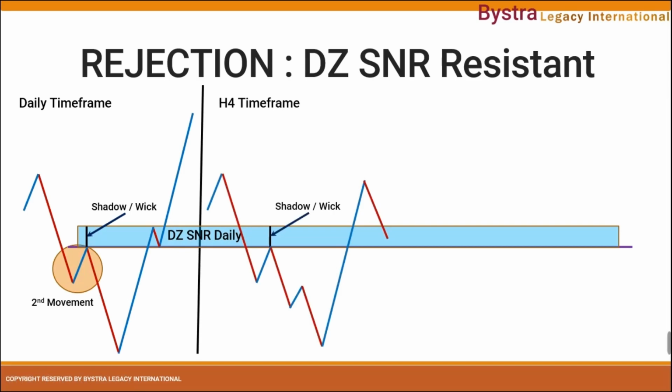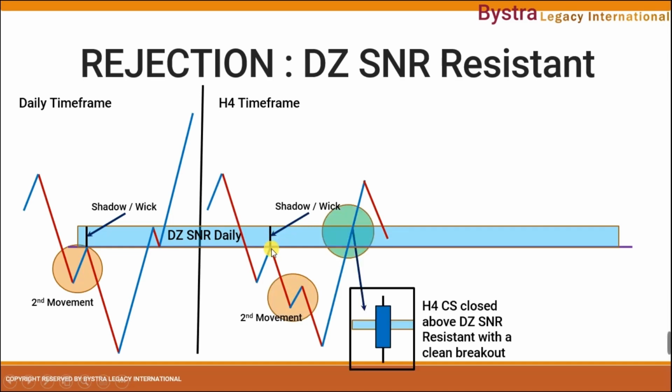If we move to the H4 time frame, same as well, with the danger zone of the daily marked, we only need to find the second movement. Okay, good. We have the second movement on the H4 time frame. Next, what should we do? We can see clearly that at the H4 time frame, the candle has broken this zone with a Marubozu. As you can see here, the candlestick has broken above the danger zone SNR daily of the support.